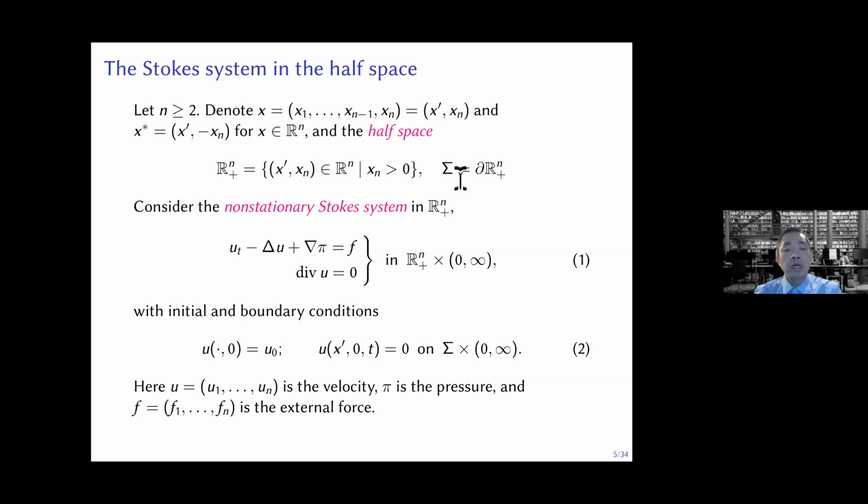We consider the non-stationary Stokes system: ut minus Laplace u plus gradient pi equals f, and divergence of u is 0 in Rn plus times (0, infinity). We have initial and boundary conditions. The initial condition is u0, and the boundary condition is usually 0. Here u is the velocity, pi is the pressure, and f is the force. So that's the Stokes system.